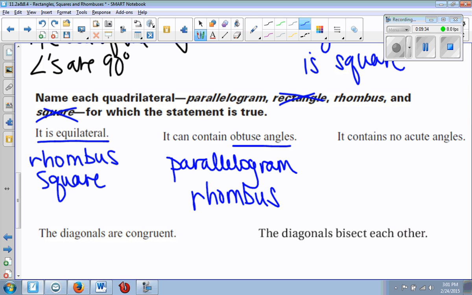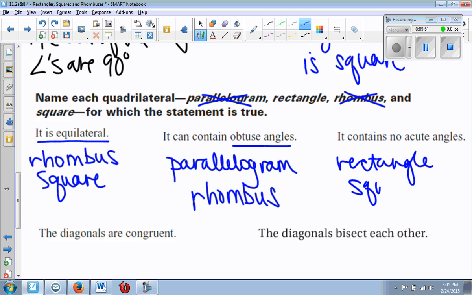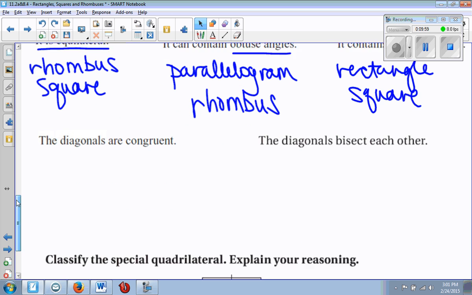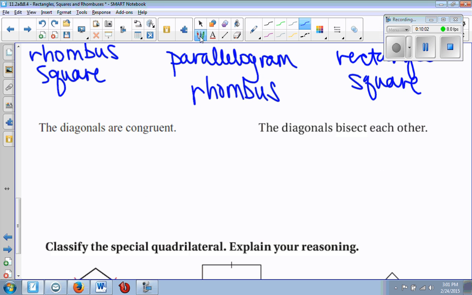It says it contains no acute angles. Well, a parallelogram can have acute angles, so can a rhombus. A rectangle can't because they're all right angles, so a rectangle would be an answer here. And a square can't have acute angles because all of the angles are right angles. In the next one, the property that the diagonals are congruent to each other, that happens in two figures. It's a basic property of a rectangle, and any property a rectangle has, a square also has. A square is just a specific type of rectangle.